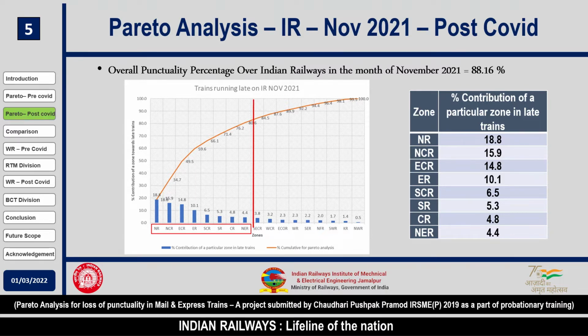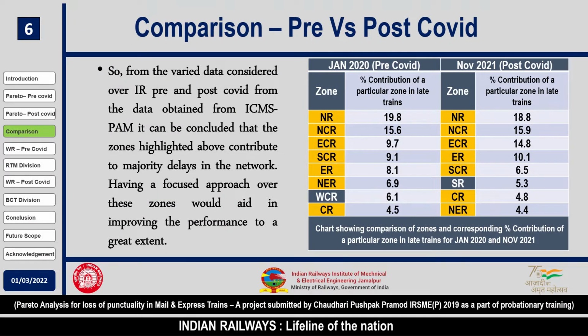Now, if we compare pre and post COVID data for the zones that have caused 80% of the delays, we can see that Northern Railway, North Central Railway, East Central Railway, South Central Railway, Eastern Railway, North Eastern Railway and Central Railway are the common zones contributing to 80% of the delays. So from the varied data considered over Indian Railways pre and post COVID, obtained from the ICMS PAM, it can be concluded that the zones highlighted above contribute to the majority of delays in the network. Having a focused approach over these zones would aid in improving the performance to a great extent.